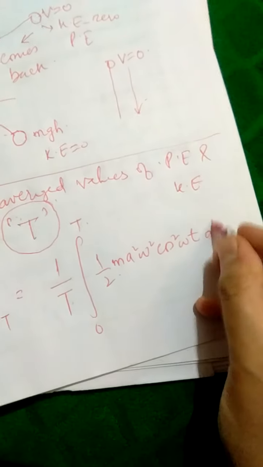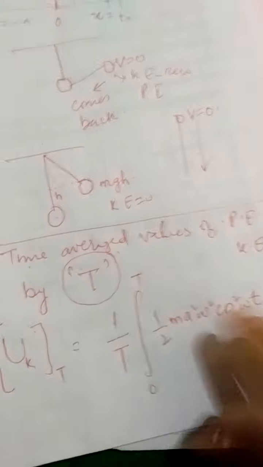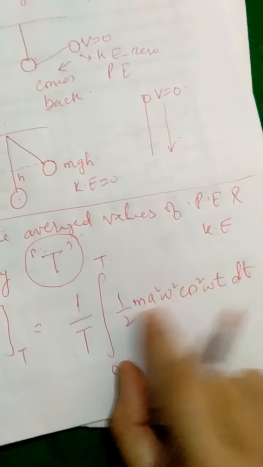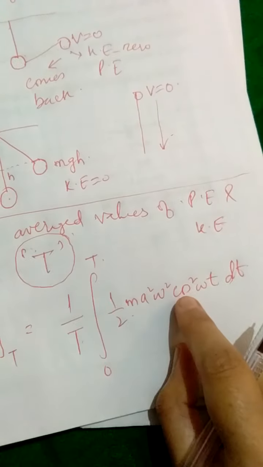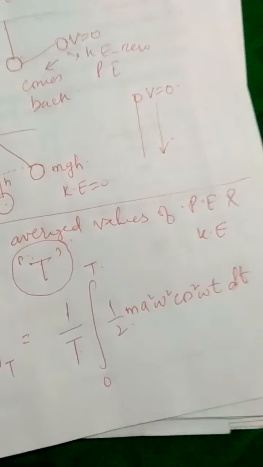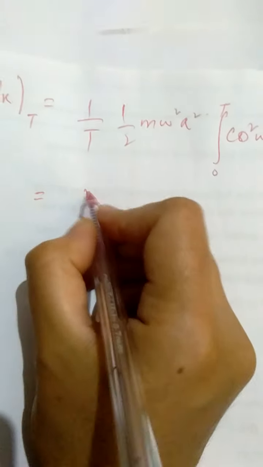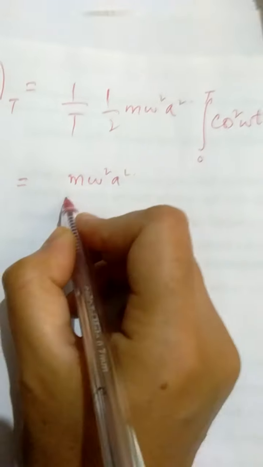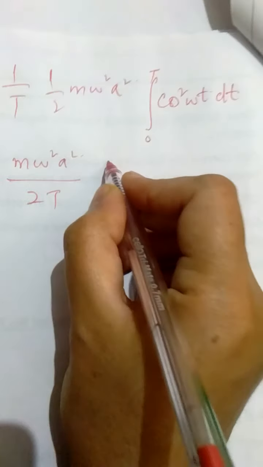So this is what we are doing. All these constants will come out, and we will be integrating only this expression because it carries the t factor, cos square omega t dt. So let's do that. So it is m omega square a square by 2T integral.